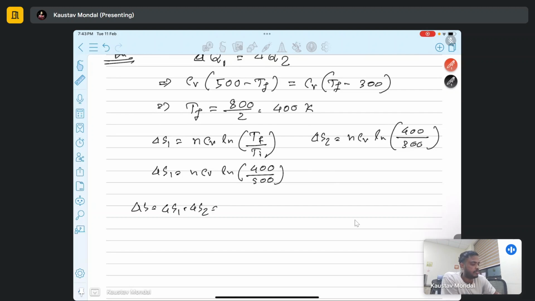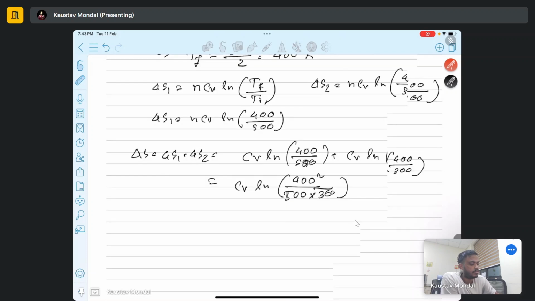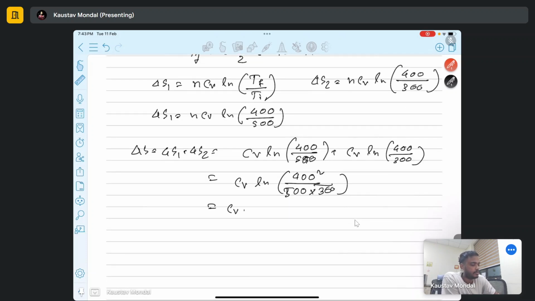So that will be CV into ln 400 by 500, plus CV ln 400 by 300. This basically gives us CV ln of 400 squared by 500 into 300, which gives CV into ln of around 1.0667.